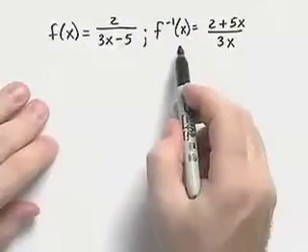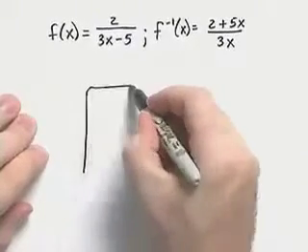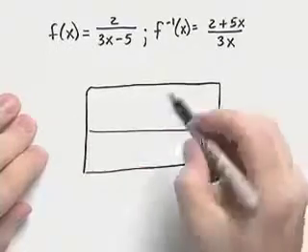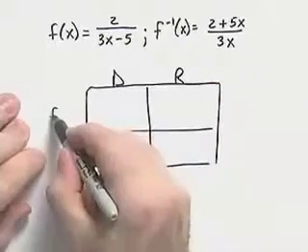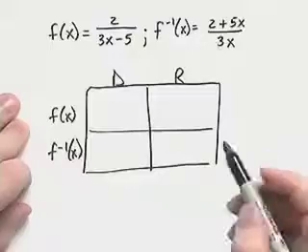Next, we're going to find the domain and range for the function and the inverse. Here we have our function and our inverse function written down. We're going to create a table where we can summarize our information. So we're going to have the domain and the range. We're going to look for f of x and f inverse of x.